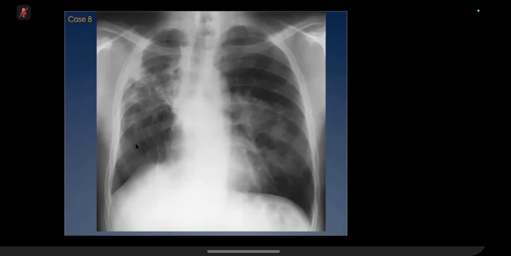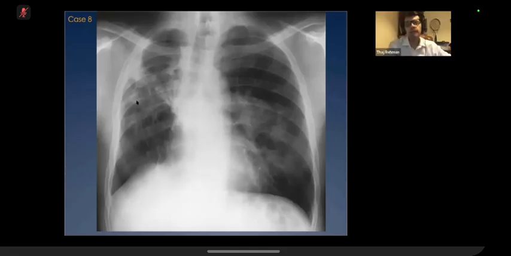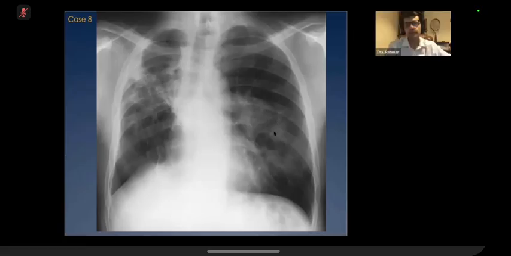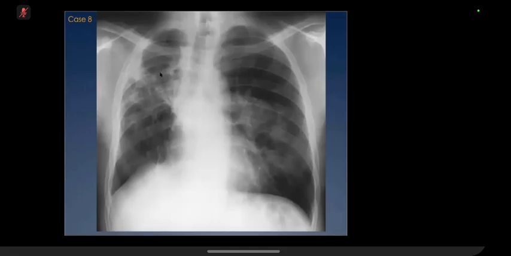I think it's more of parenchymal destruction. Yeah. So what are the causes that result in this kind of parenchymal destructive process? TB. TB, yeah, very good. And yeah, histoplasmosis, maybe, which we don't see in this country at all. Sarcoid. Sarcoid, yeah. Yes, TB and sarcoid.